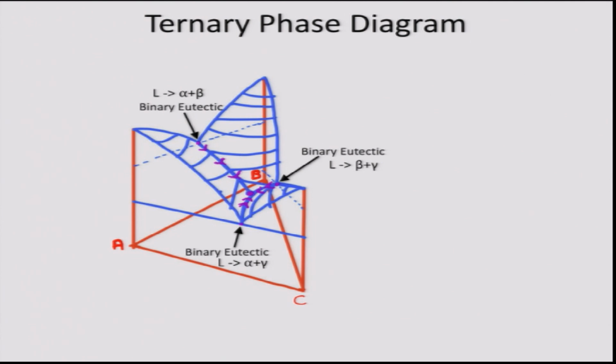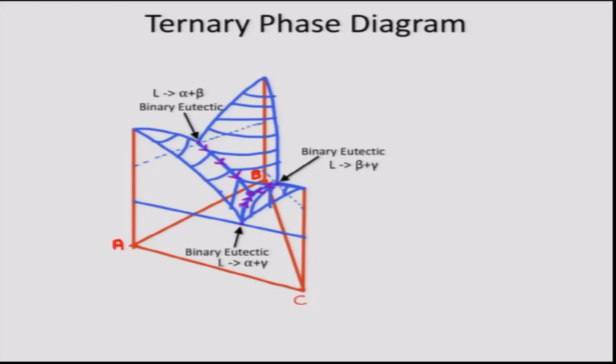In binary AB, the eutectic reaction is liquid going to alpha plus beta. In BC, the eutectic reaction is liquid giving beta plus gamma, and in AC it is liquid giving alpha plus gamma. In a binary phase diagram, a eutectic is an invariant. That is because of the constraints put by the Gibbs phase rule.